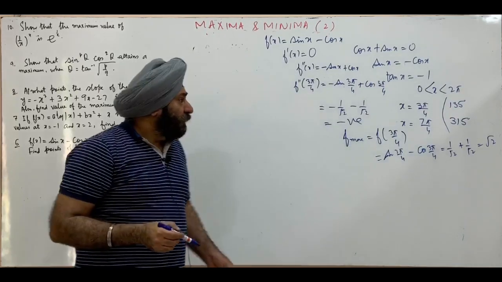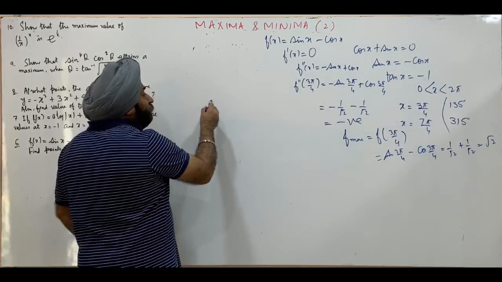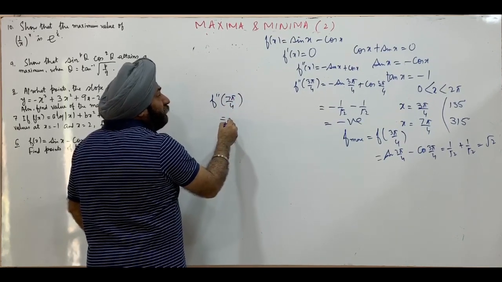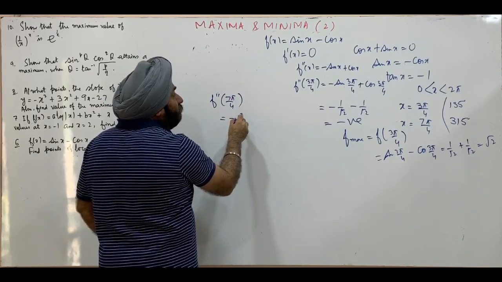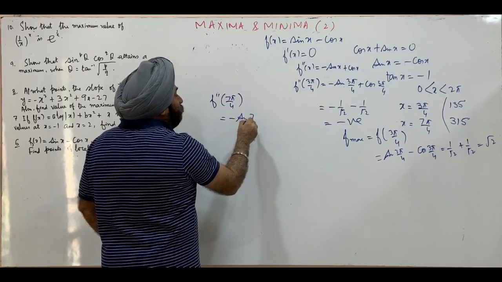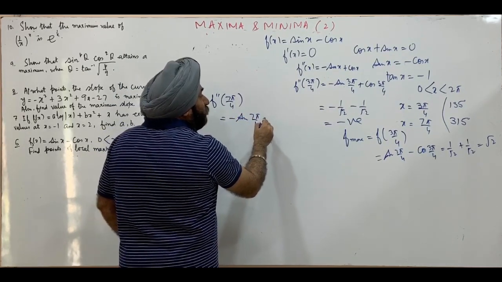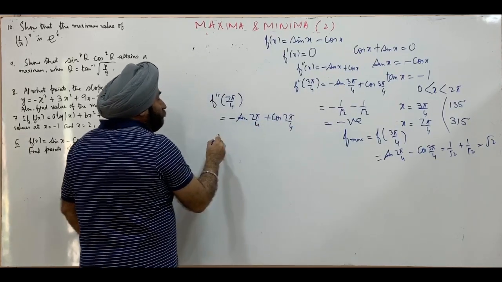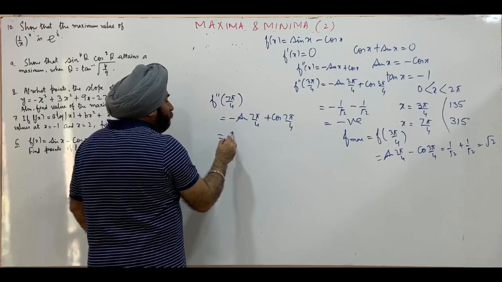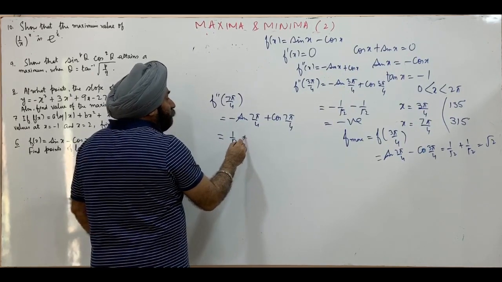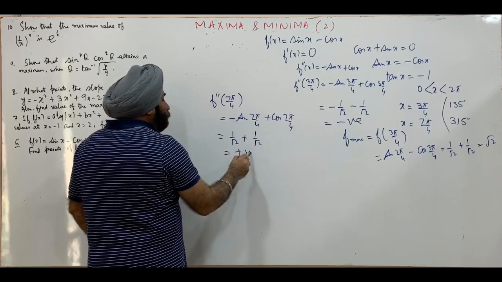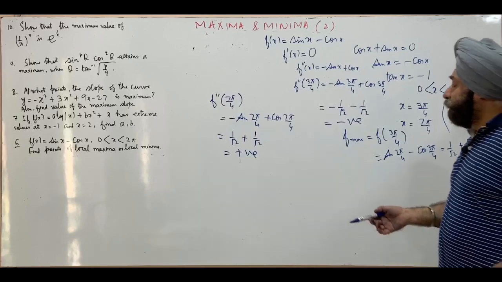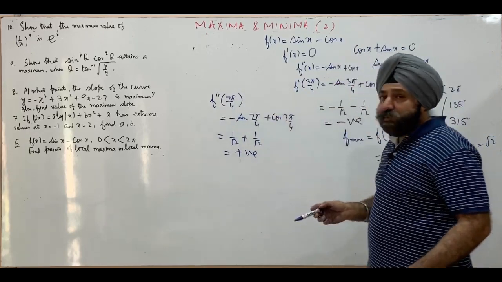So whether it's a point of maxima or point of minima, in the second order derivative we put 7 pi by 4. So that will be minus sine of 7 pi by 4 plus cos of 7 pi by 4. So this will be a negative value, and this is 1 by root 2. This is positive. So a positive sign of the second order derivative means the critical point x is equal to 7 pi by 4 is a point of minima.